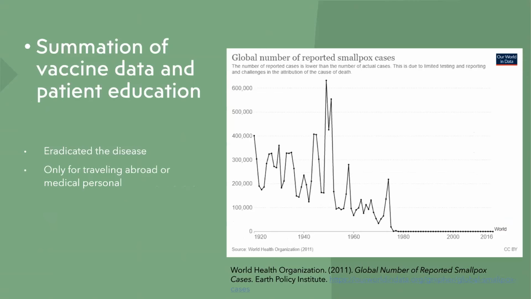In 1977, a massive global vaccination campaign put an end to smallpox. In 1980, it became the first disease ever eradicated. There is no longer a need to worry about this disease or vaccinate for it. In fact, the smallpox vaccine is no longer available to the public.